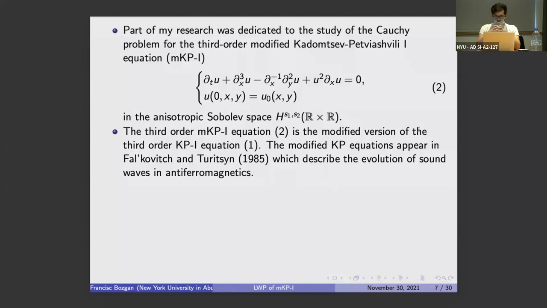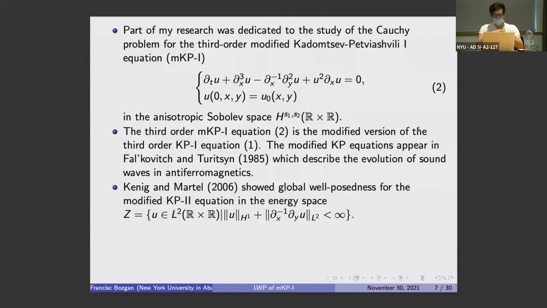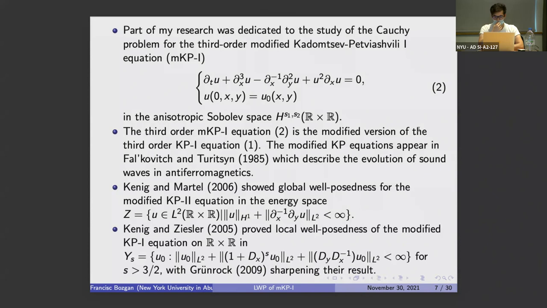So as you notice, this is the modified version of the classical one. It also appears in describing some physical phenomena, for example, Falkovich and Turitsyn in 1985 used it to describe the evolution of sound waves in some materials called antiferromagnetics. For this one, again, the KP2 equation is a little bit easier to treat. For example, Koch and Martel in 2006 showed global well-posedness in the first energy space for the modified KP2. Koch and Saut in 2005 proved local well-posedness for the modified KP1 in this type of energy space Y^s. Here we require more than we have in the first energy, more derivatives in x, as you notice.